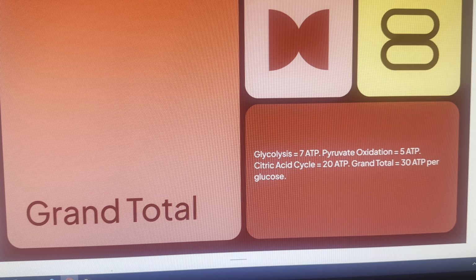Grand total. Now let's add everything up. Glycolysis contributes 7 ATP. Pyruvate oxidation contributes 5. The citric acid cycle contributes 20. Adding them together, we reach a grand total of 30 ATP per glucose molecule. This shows just how efficient cellular respiration is at harvesting energy from food.